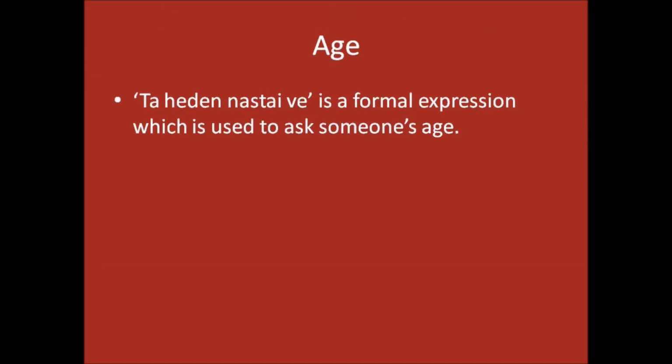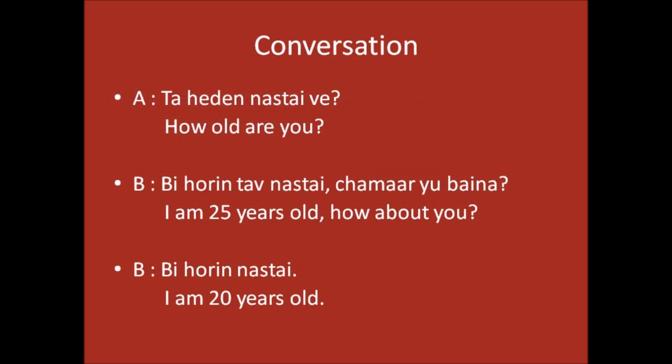Та хэдэн настай вэ is a formal expression which is used to ask someone his age. This is a conversation between you and your Mongolian friend. Your friend asked you, "Та хэдэн настай вэ? How old are you?" You responded, "Би 25 настай. Чамаар юу байна? I am 25 years old. How about you?" Your friend replied, "Би 20 настай. I am 20 years old."